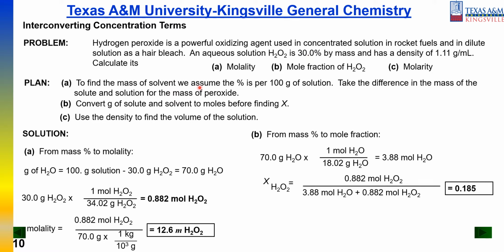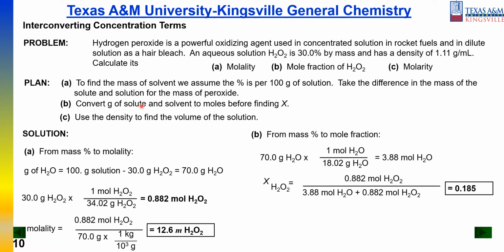You need to know how many grams of water and how many grams of your solute as well. So in that case, my suggestion is you assume you have 100 grams of solution. Therefore, you calculate the mass of your solvent and the mass of your solute in 100 grams of solution. And then you take the difference between the mass of solute and the solvent for the mass of your peroxide.